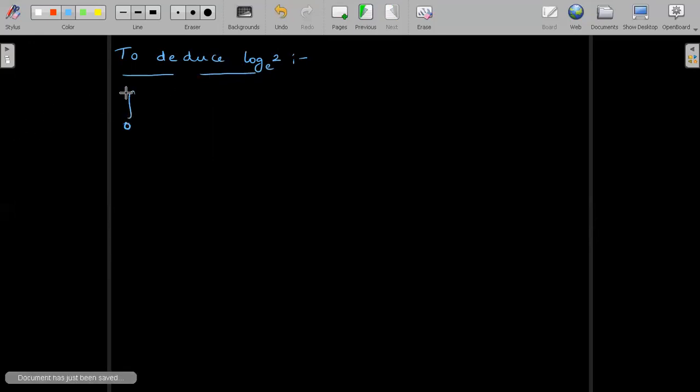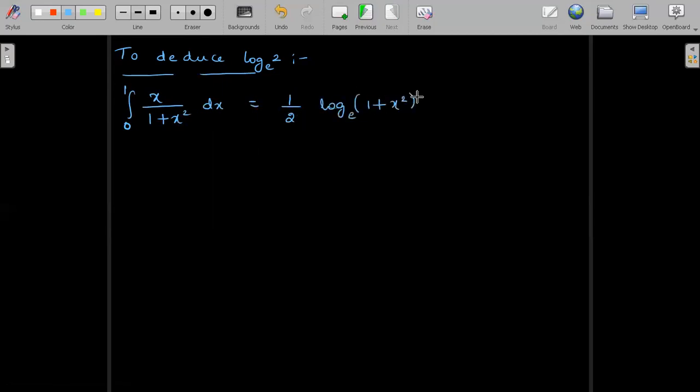let us do the direct integration. Integral 0 to 1 x divided by 1 plus x square dx, and that is equal to half of log of 1 plus x square, and this is to the base e. Obviously integral limits 0 to 1. It is half log of the denominator because when we make use of the substitution, suppose we substitute 1 plus x square is equal to t, then differentiation will give us 2x dx is equal to dt, or x dx is nothing but dt divided by 2.